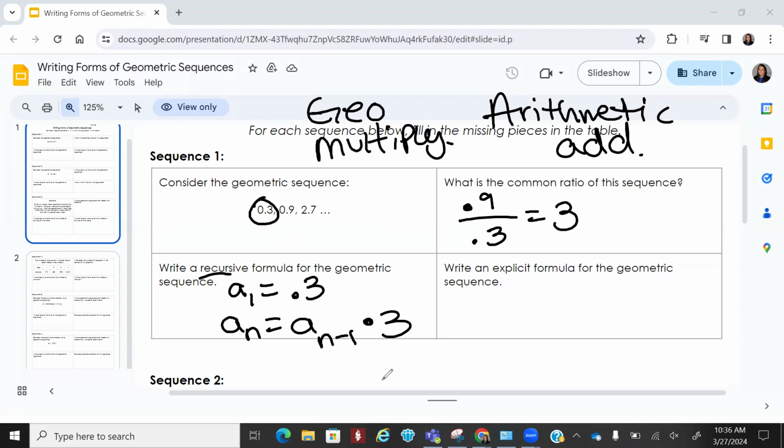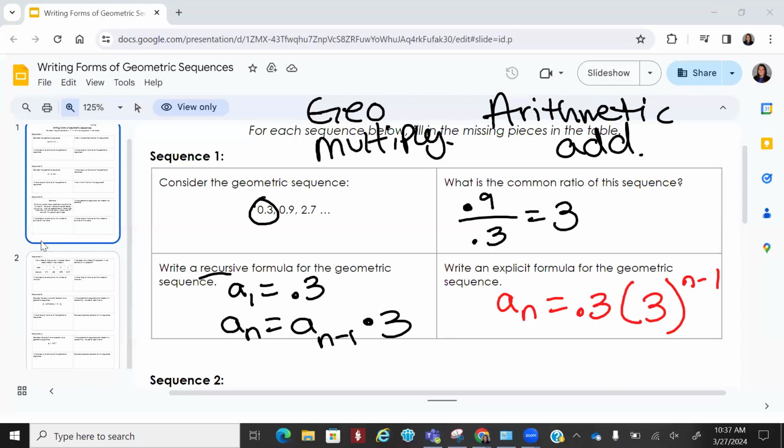For the explicit formula, we're going to plug in our initial and our rate. So looking at the explicit, we got a sub n equals a sub 1, which is 0.3 times 3 raised to the n minus 1. All you do is substitute in what your a sub 1 is and your r is.